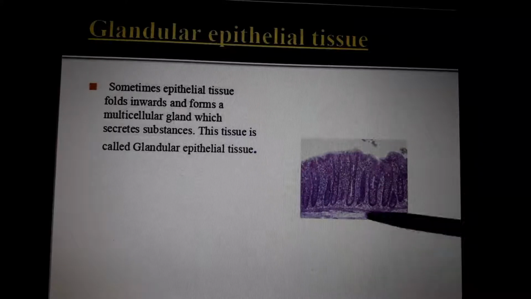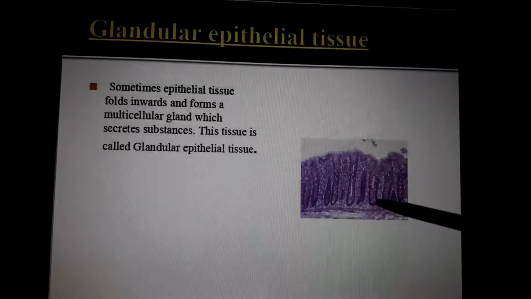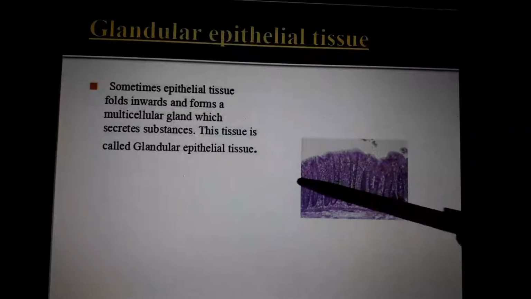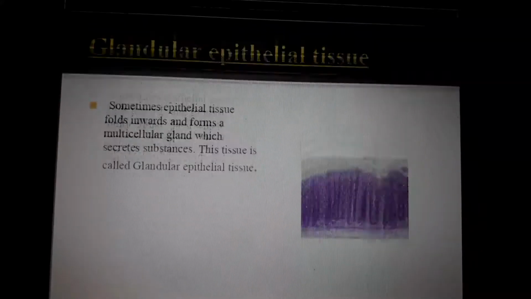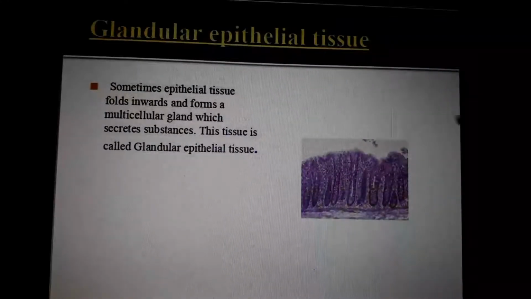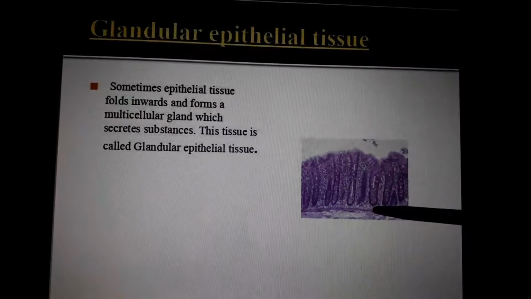See, this part, I think in this diagram you are understanding. From this part the secretions are coming. For example, this is a salivary gland. The outer part will be which cell? Cuboidal epithelial tissue, and the inner part will be glandular epithelial tissue.